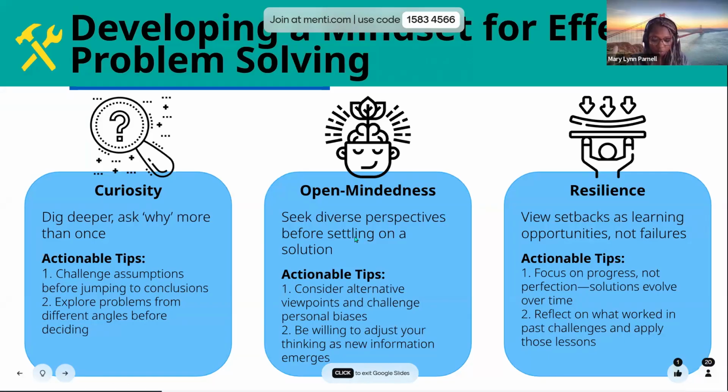But to get over some of these problem solving challenges, there are three key components. One being curiosity, the other being open mindedness, and the last one being resilience. So, if you hear anything about me saying about all of our problems, these are really, to me, some of the key things: digging deeper and asking why more than once.